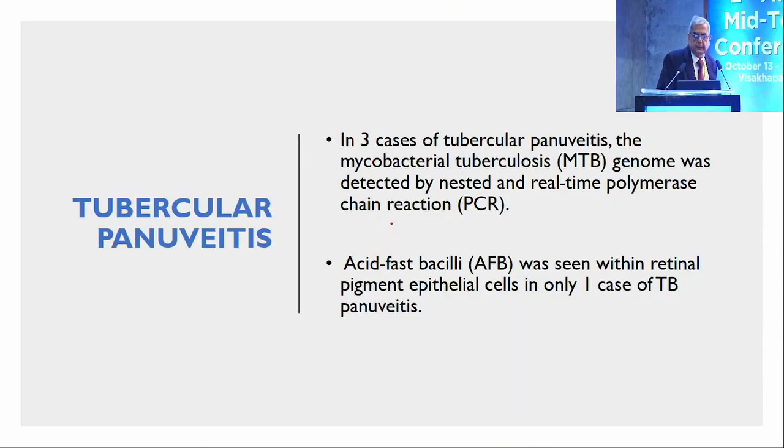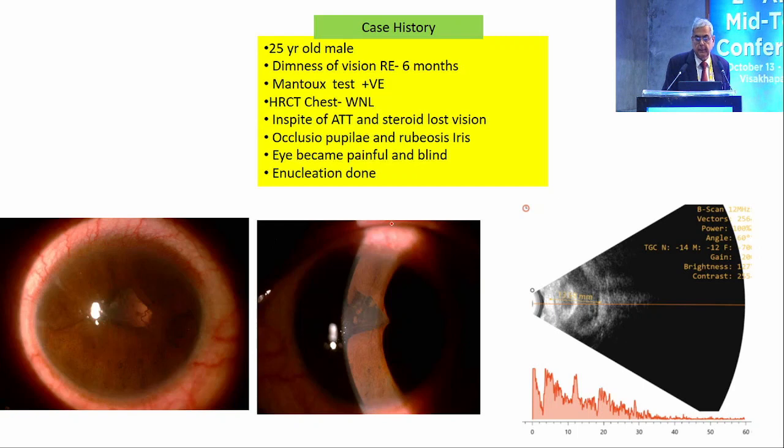In tubercular panuveitis, in 3 cases of tubercular panuveitis, the Mycobacterium tuberculosis genome was detected by nested and real-time polymerase chain reaction in 3 cases. But acid-fast bacilli was seen within the retinal pigment epithelium cell only in 1 case of TB panuveitis.